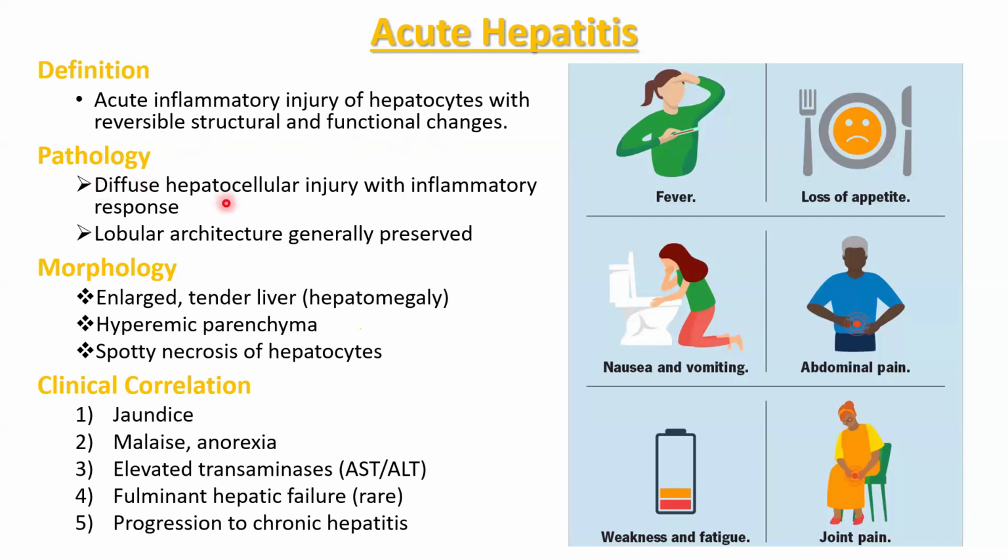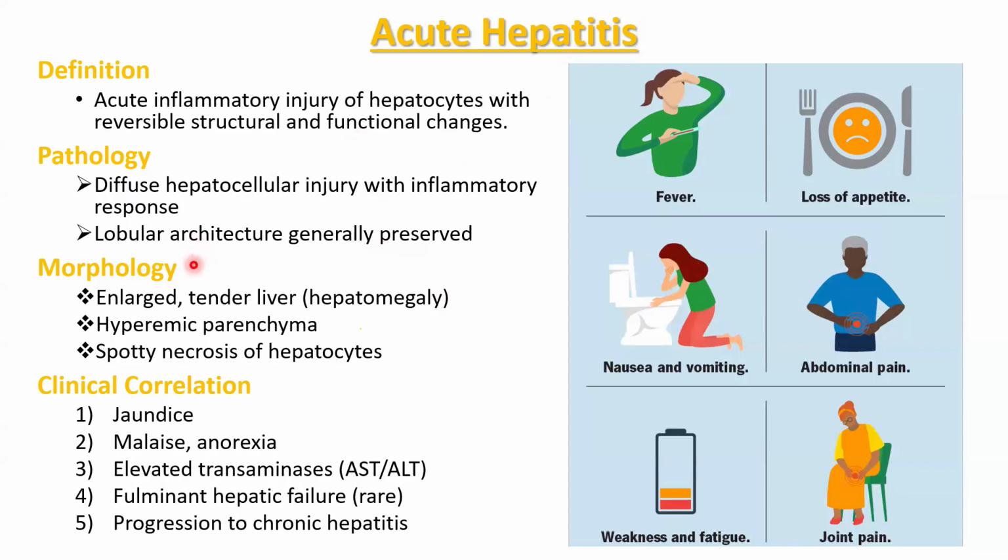One, there is diffuse hepatocellular injury with inflammatory response. Remember, I told us about hepatocytes. So injury to hepatocytes is what we are calling hepatocellular injury. Of course, due to inflammation in hepatitis, there is an inflammatory response, and then the lobular architecture is generally preserved.